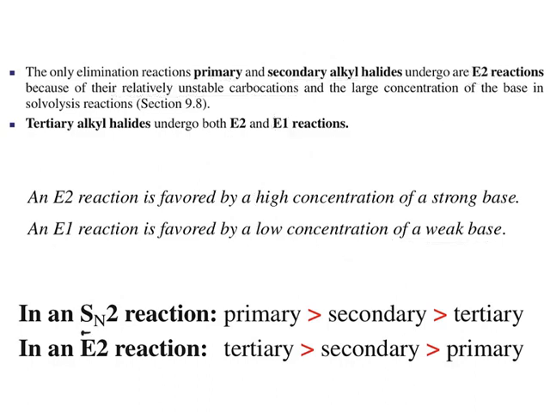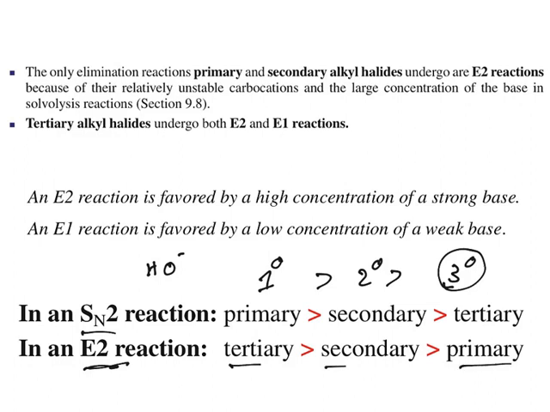One more comparison between SN2 and E2. SN2 is more preferred on primary than secondary than tertiary. The reason is that the bulky groups will hinder the incoming nucleophile. Whereas in E2, it is because of stability. Tertiary is more stable, the more substituted one, hence it is the preferred one. These are some of the important points.